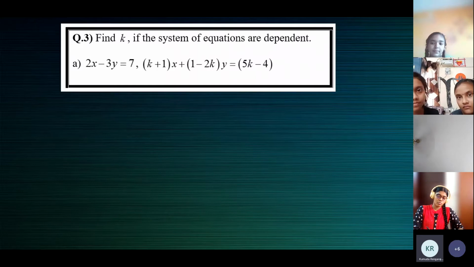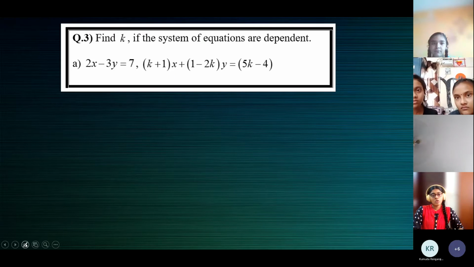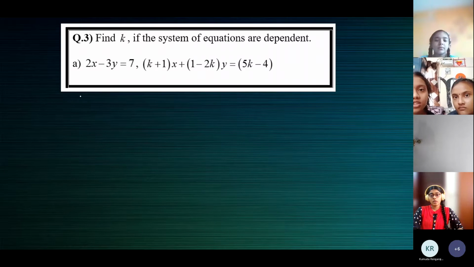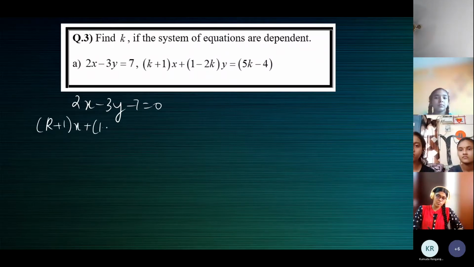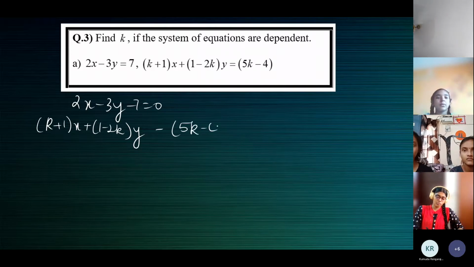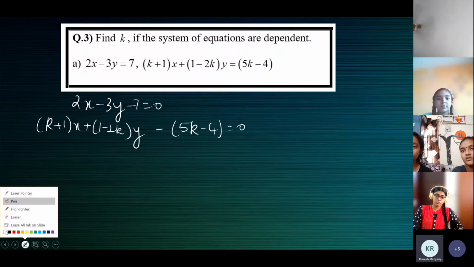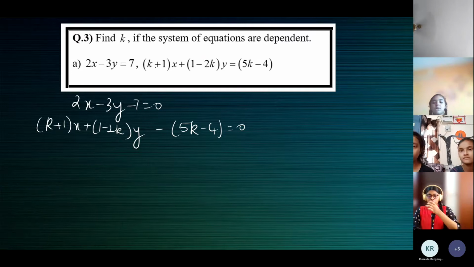Okay, see the first one. Tell me the standard form, children. x minus 3y minus 7 equal to 0. Okay. And (k plus 1)x plus (1 minus 2k)y minus (5k minus 4) equal to 0. Okay, so this is the x term, children. This is the x term.